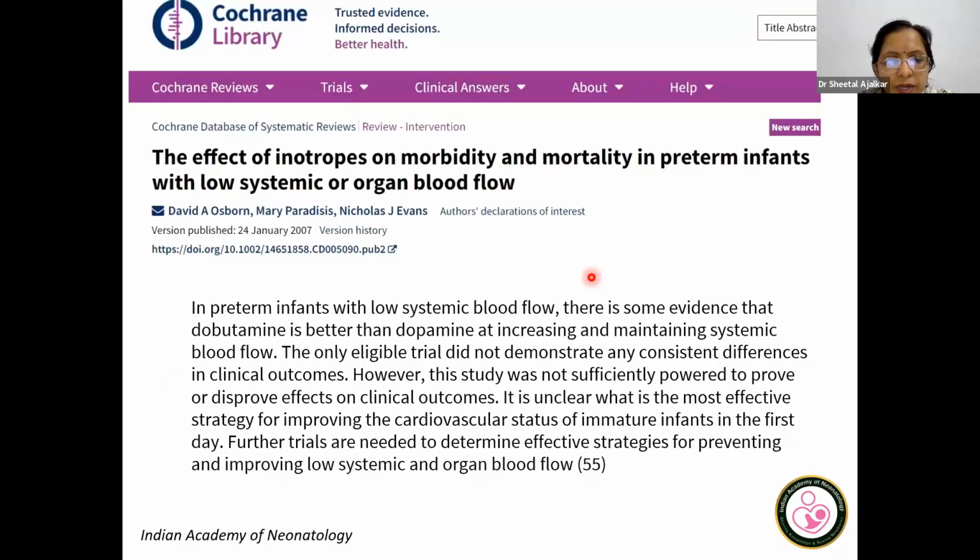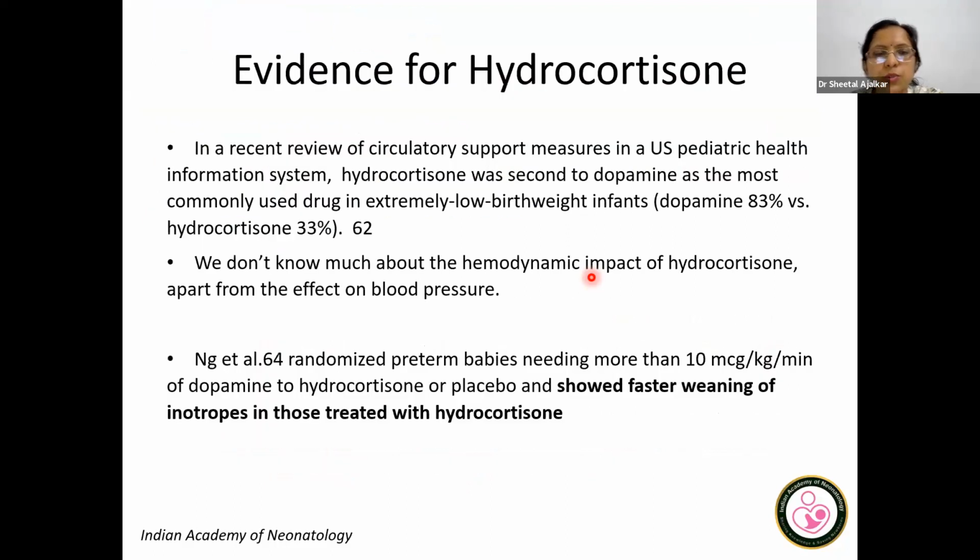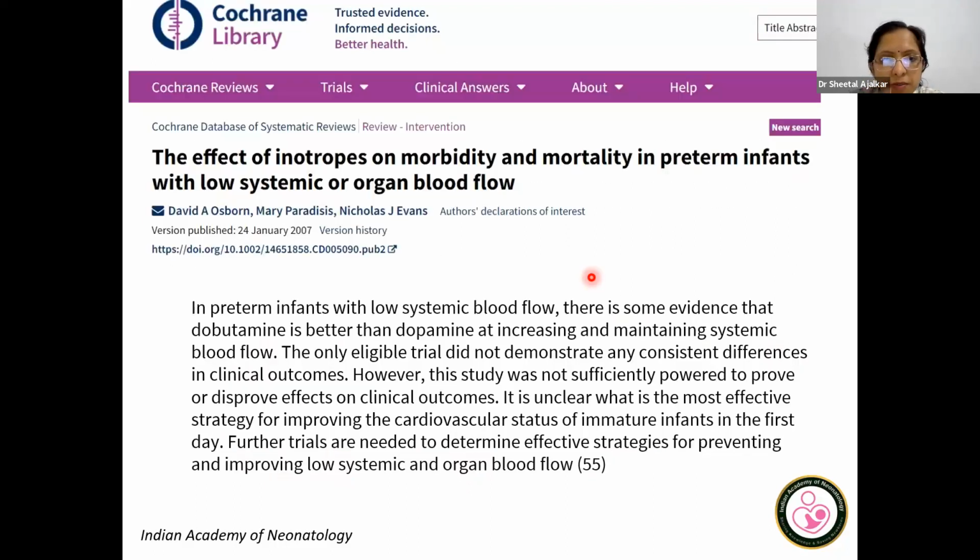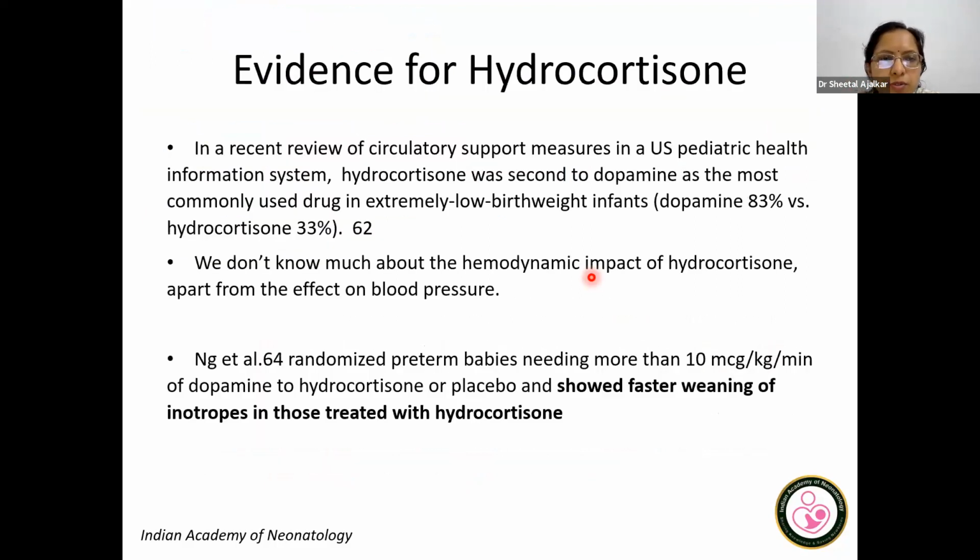So further trials are needed basically. So evidence for this was the last Cochrane review, which is showing which one is the better drug. So evidence for hydrocortisone: in a review of circulatory support measures in the US pediatric healthcare information system, they found hydrocortisone was the drug used second to dopamine, and dopamine was the most commonly used, and second is hydrocortisone, especially in the ELBWs.